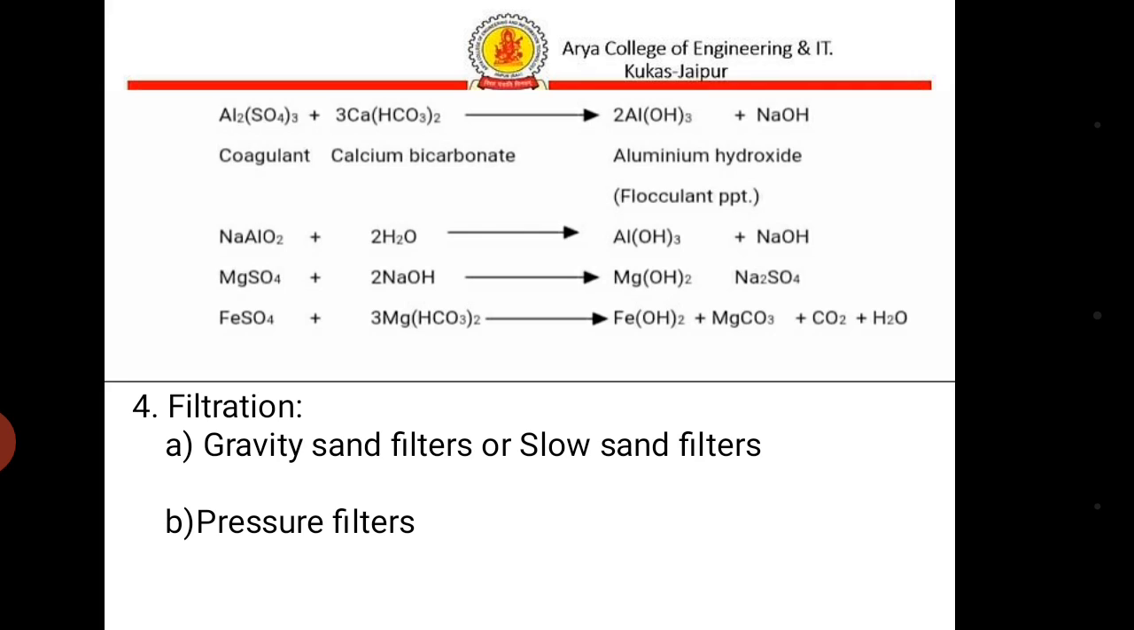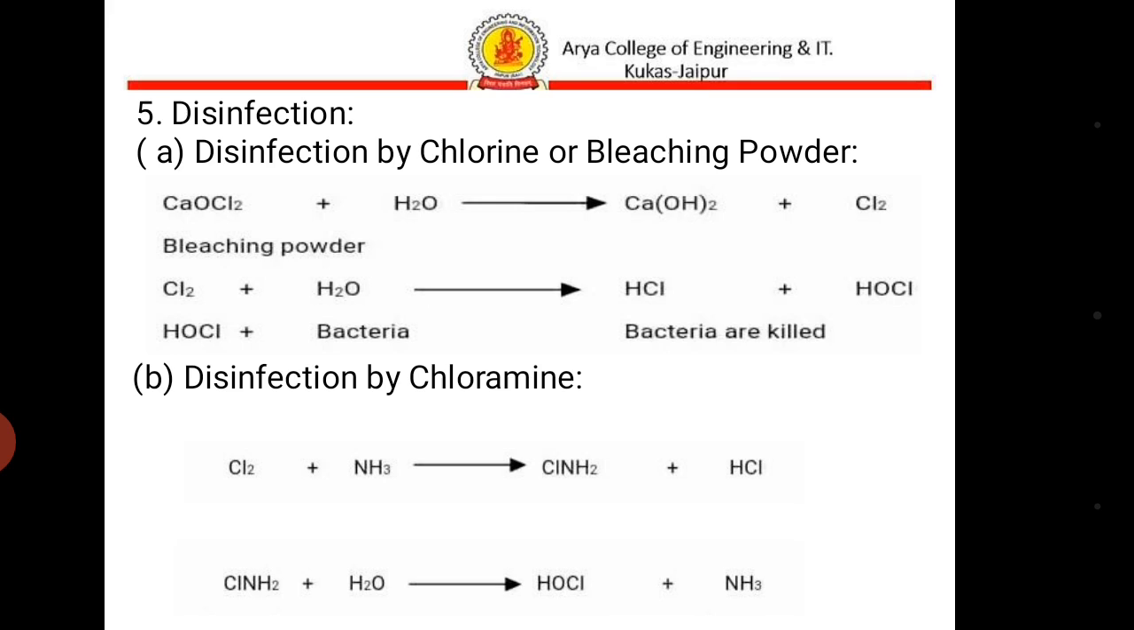Fourth point, filtration. Filtration is the process of removing colloidal matter, most of the bacteria, microorganisms, etc. Filtration is carried out by A. gravity sand filters or slow sand filters, and B. pressure filters. Point fifth, disinfection. Water contains a small percentage of disease-producing bacteria which must be removed or destroyed by a disinfection procedure.